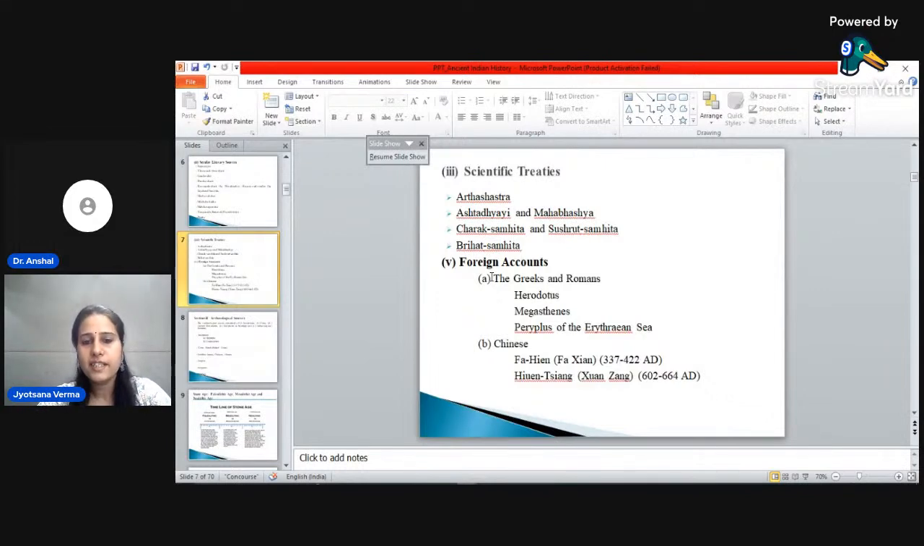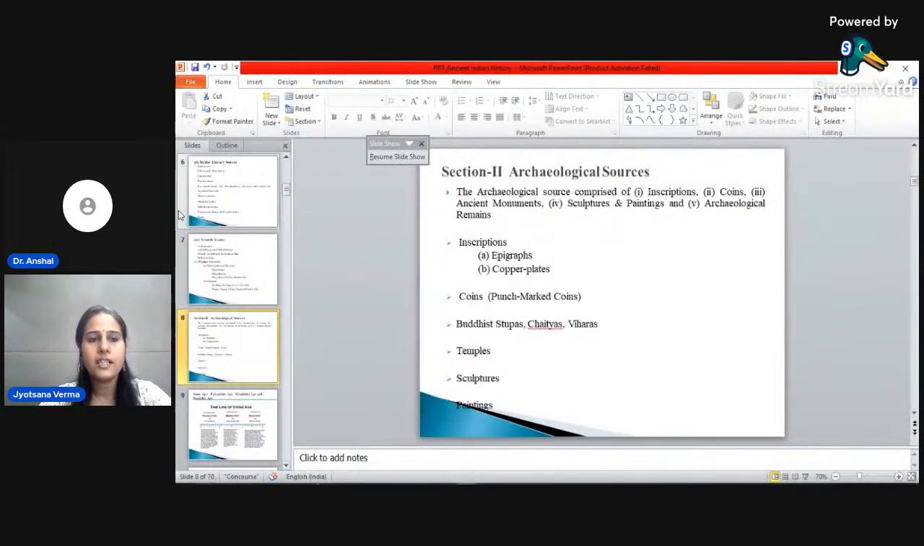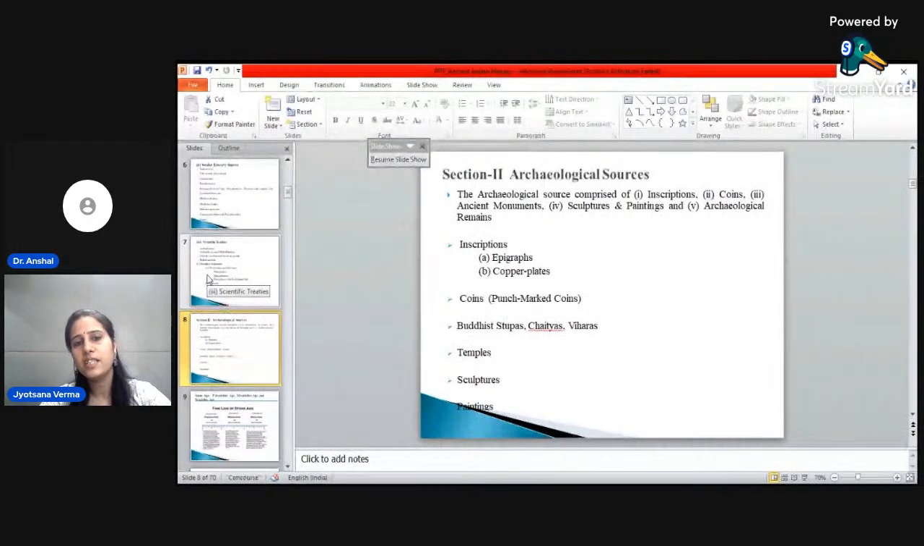So in the Chinese accounts, Fahien and Hiuen Tsang were important for ancient Indian history. Basically, Fahien came to India in 337 AD in the Gupta period, and Hiuen Tsang came in the Harshvardhan period of history. So these are the literary sources of ancient Indian history.